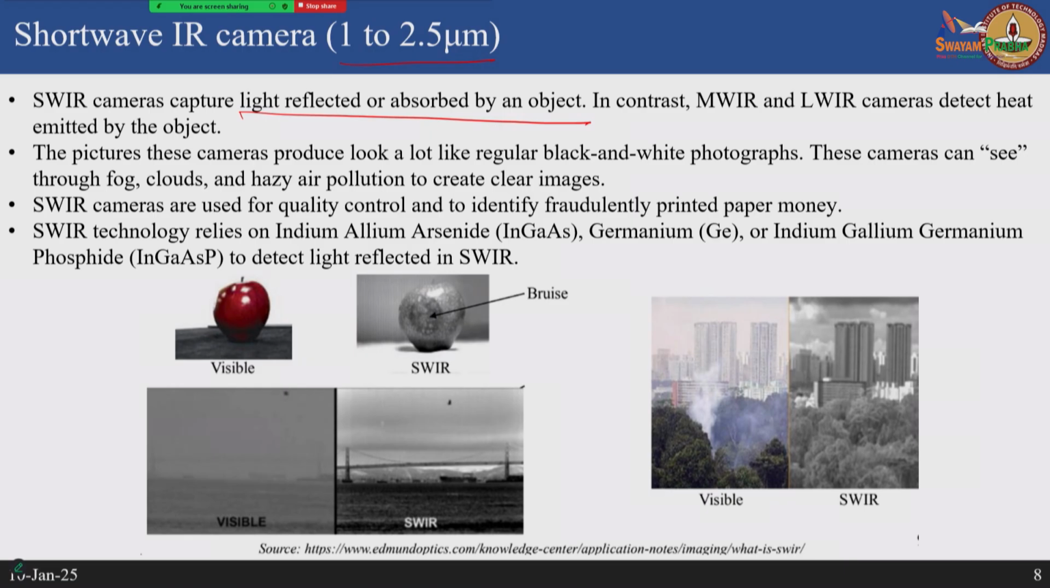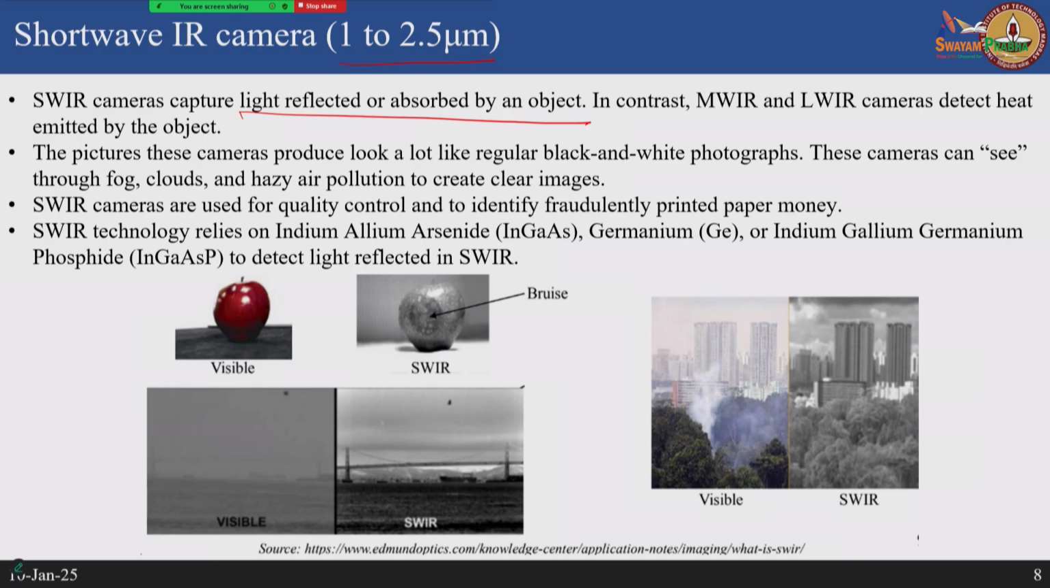For example, this is probably the San Francisco bridge. On a foggy day, in a visible camera you do not see anything, but once you install a short-wave IR camera, it penetrates the fog and you can actually see the bridge. This is more like a black and white image of your visible camera, it looks very close to that, and it is also used for doing quality control and even for identifying fake currencies.